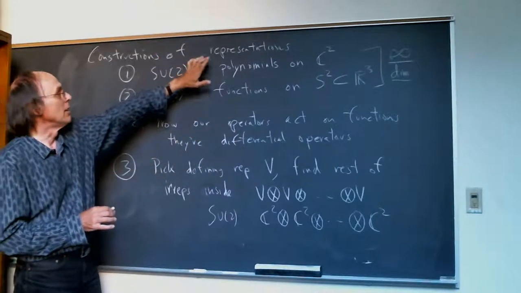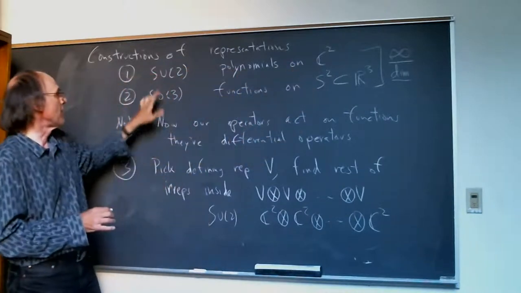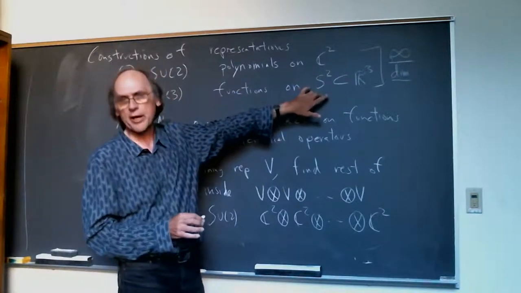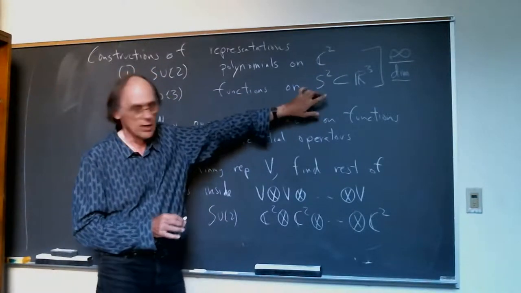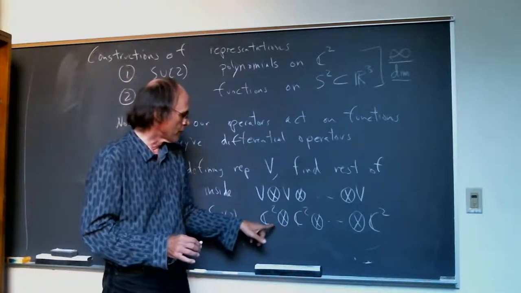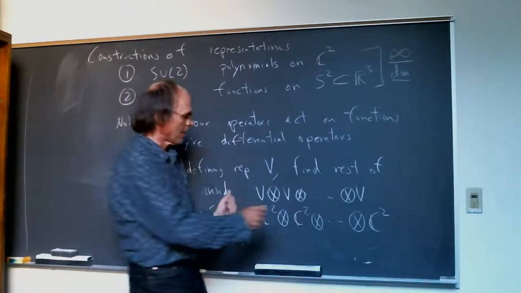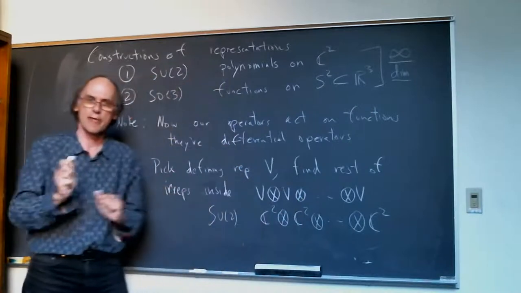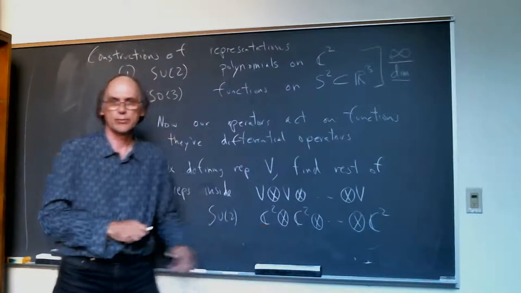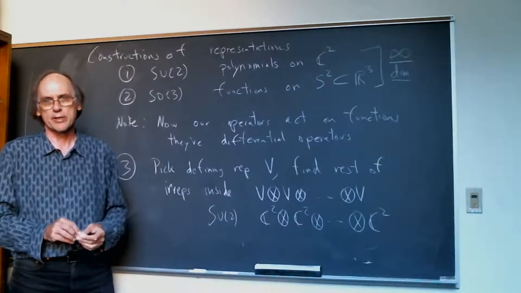Either they'll be polynomials on C2, that's in some sense the simplest one. Then if they're actually SO3 representations, you may think about them as so-called spherical harmonics, which we'll see as functions on S2, or you may construct them by taking a bunch of C2s, taking the tensor product of them, and then symmetrizing and anti-symmetrizing and doing various things to try to pick out an irreducible subspace in there. Okay, so these are the ways of getting representations.